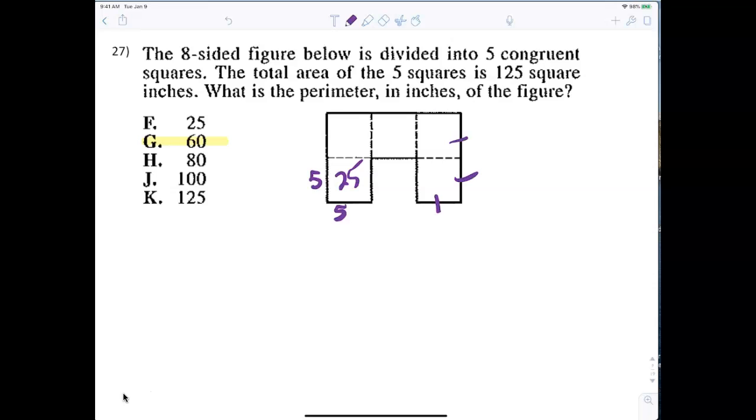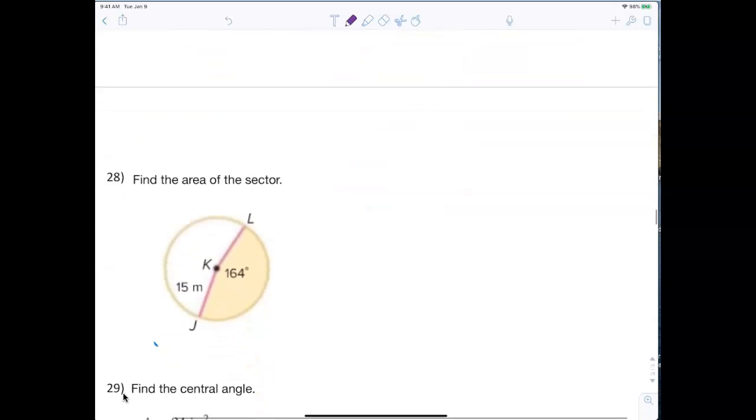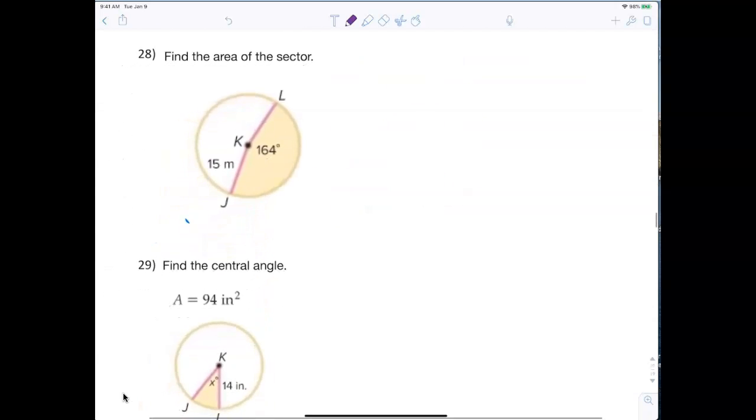1, 2, 3, 4, 5, 6, 7, 8, 9, 10, 11. Uh-oh, which one did I miss? Yeah. 12. Thank you. I don't think that was that bad, right? 60 is the perimeter. Good enough? All right, let's try.